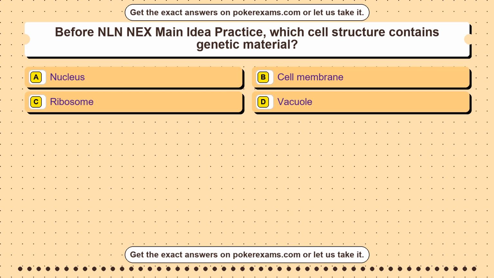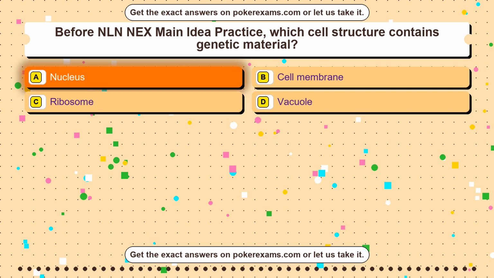Question 5. Before Get History practice test, which word signals contrast? Option A, however. Option B, because. Option C, also. Option D, first. The correct answer is option A.